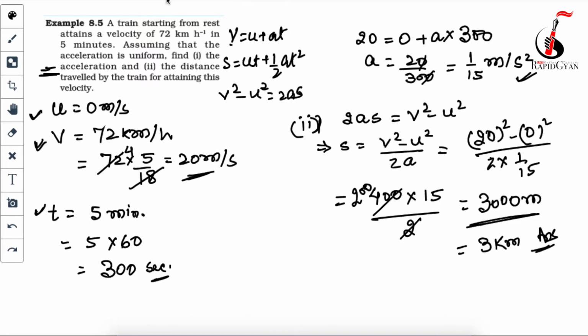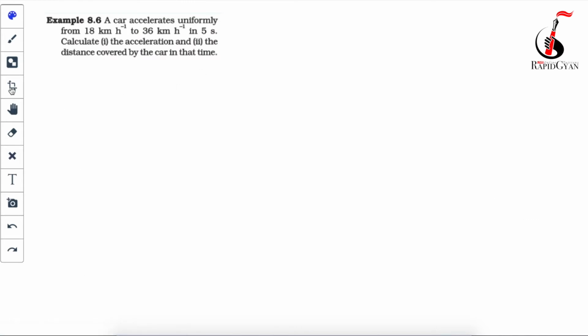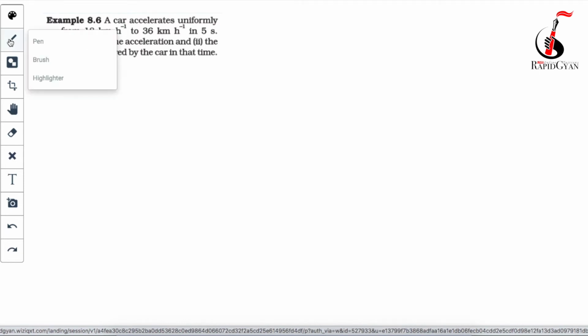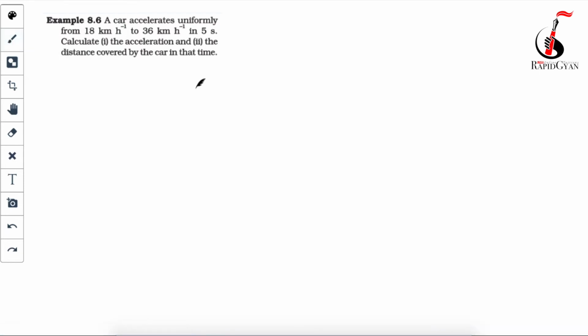Now let's go ahead with the next example. What is the next example saying? That a car accelerates uniformly from 18 km per hour to 36 km per hour in 5 seconds. So write your observation here. U is equal to 18 kilometers per hour. Convert this into meter per second. So 18 multiplied by 5 upon 18. 18 cancels out. You will get 5 meter per second.